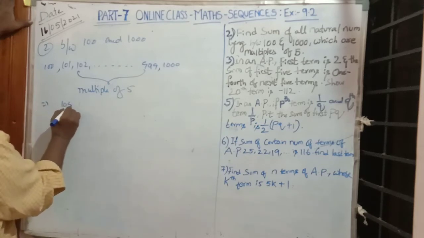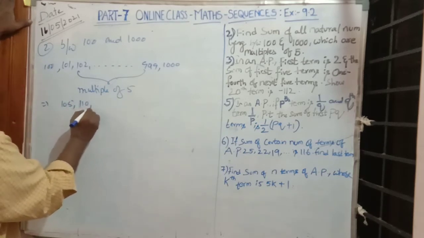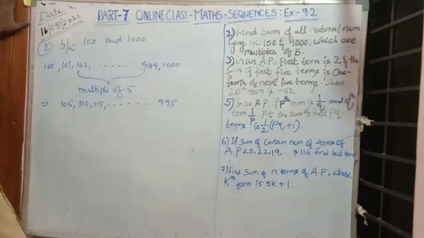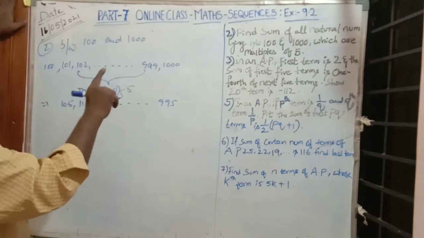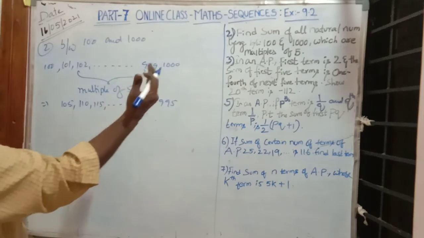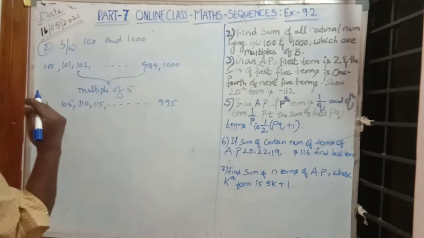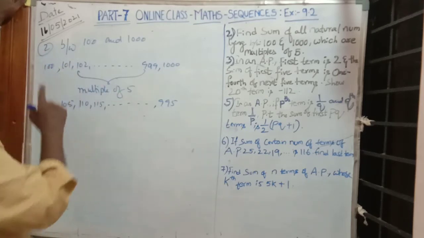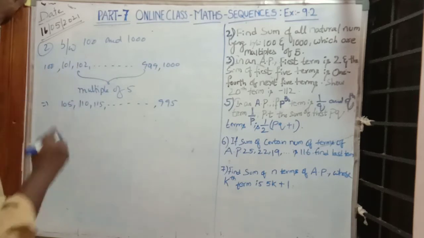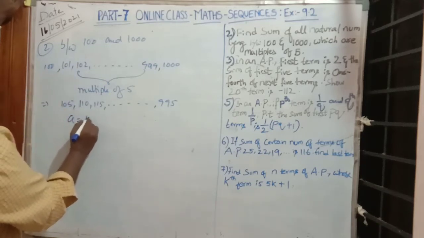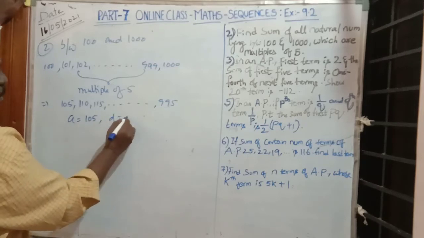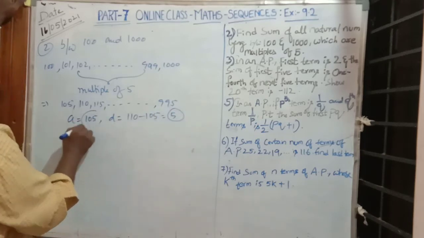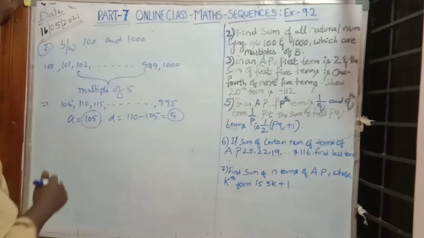It is a multiple of 5. That implies 105 is the very first one, next 110, 115 and it goes on to 995. Then 1000 would come, but 1000 is not taken, neither 100 nor 1000. Between those two numbers we are taking the multiples of 5 which are natural numbers between 100 and 1000. Here A is the first number, 105, and D is 110 minus 105, which is 5.